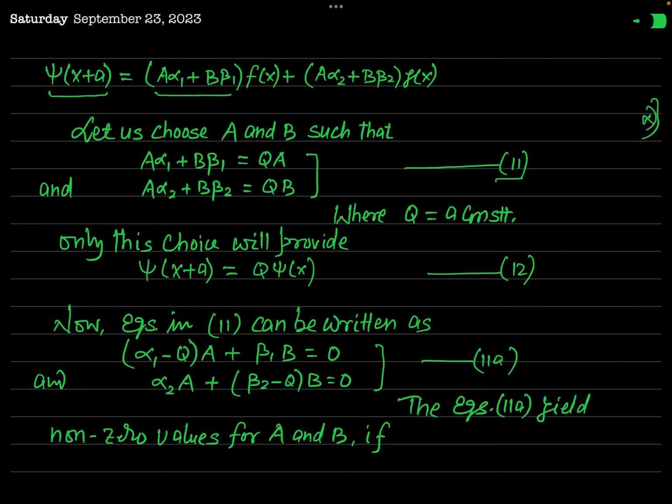This is (a alpha 1 plus b beta 1) times f of x plus (a alpha 2 plus b beta 2) times g of x. Now let us choose a and b in a particular manner. We consider that this factor a alpha 1 plus b beta 1, which is the coefficient of f of x, is equal to qa. And the coefficient of g of x, that is a alpha 2 plus b beta 2, we assume that it is equal to qb. We assume it. So now let us use this equation 11 in this above equation.